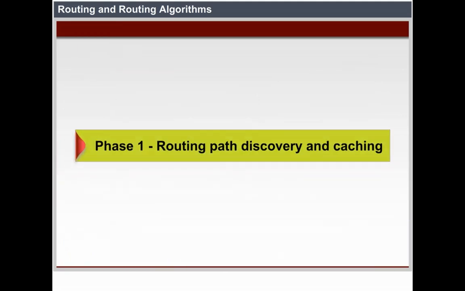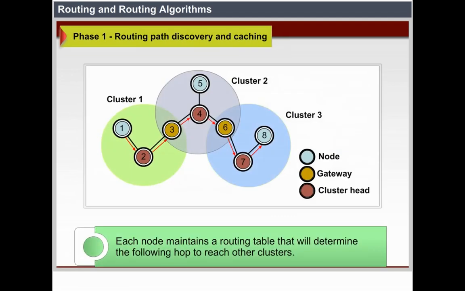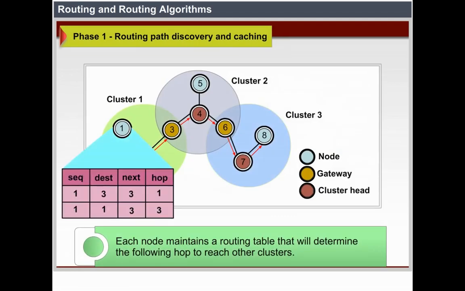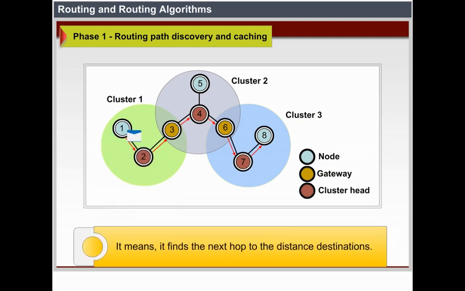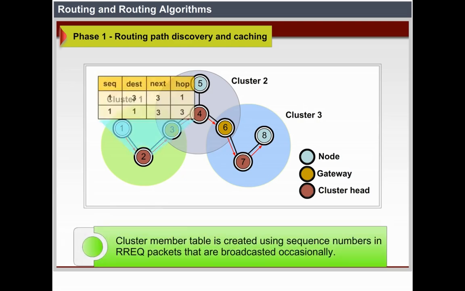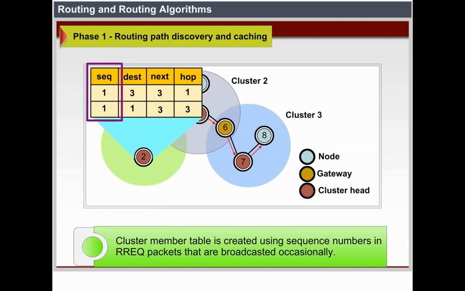Phase 1: routing path discovery and caching. Each node maintains a routing table that determines the next hop to reach other clusters. An algorithm that can be used in this phase is the Destination Sequenced Distance Vector (DSDV) algorithm. It finds the next hop to the distant destinations. The cluster member table is created using sequence numbers in RREQ packets, which are broadcast periodically.